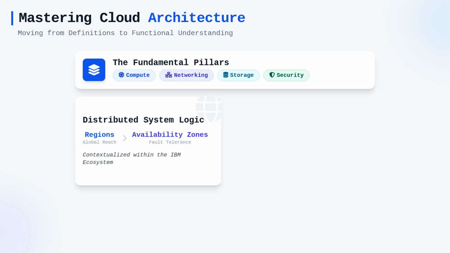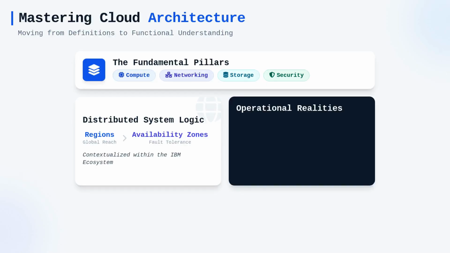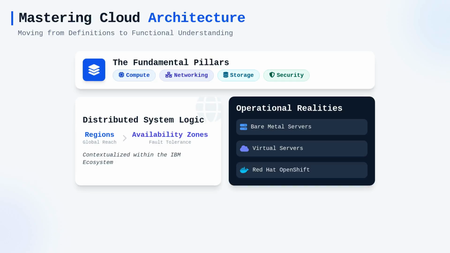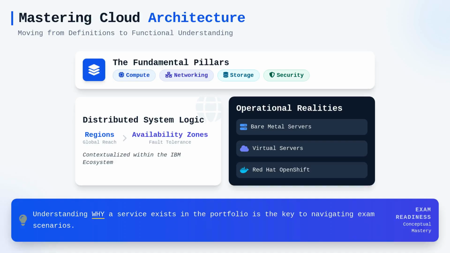We moved beyond simple service descriptions to discuss the operational realities of choosing between bare metal, virtual servers, and containerized environments like Red Hat OpenShift. This depth provides the necessary context to navigate the exam scenarios, as you now understand not just what a service does, but why it exists in the provider's portfolio.